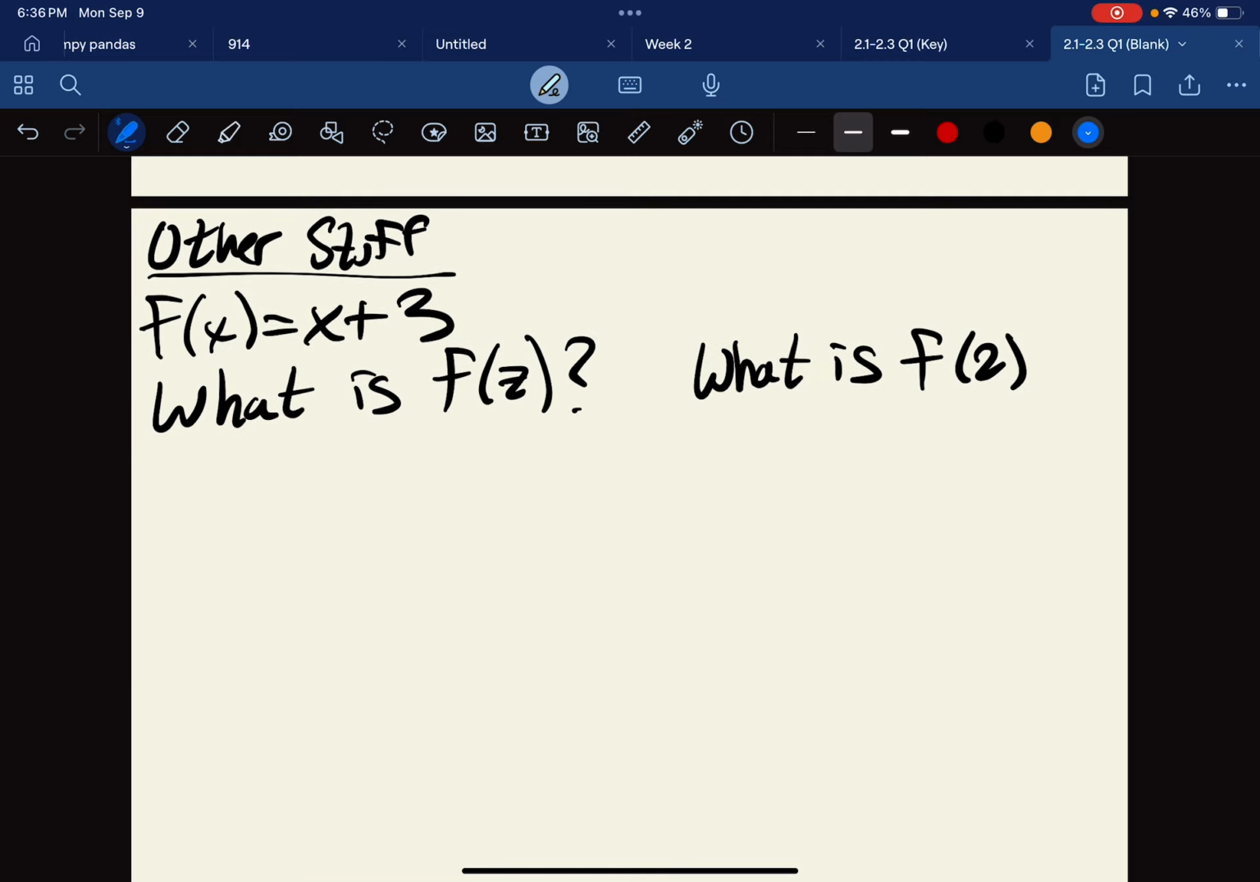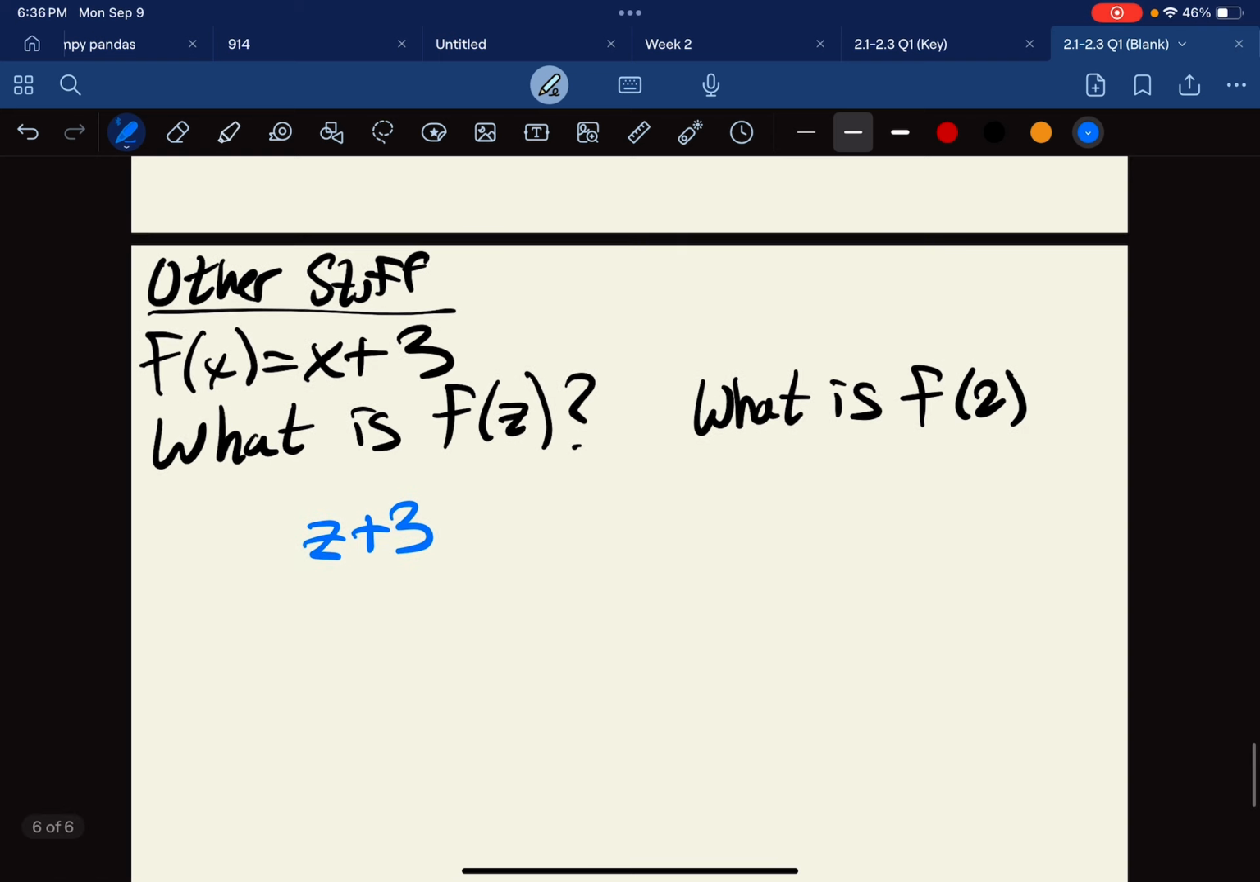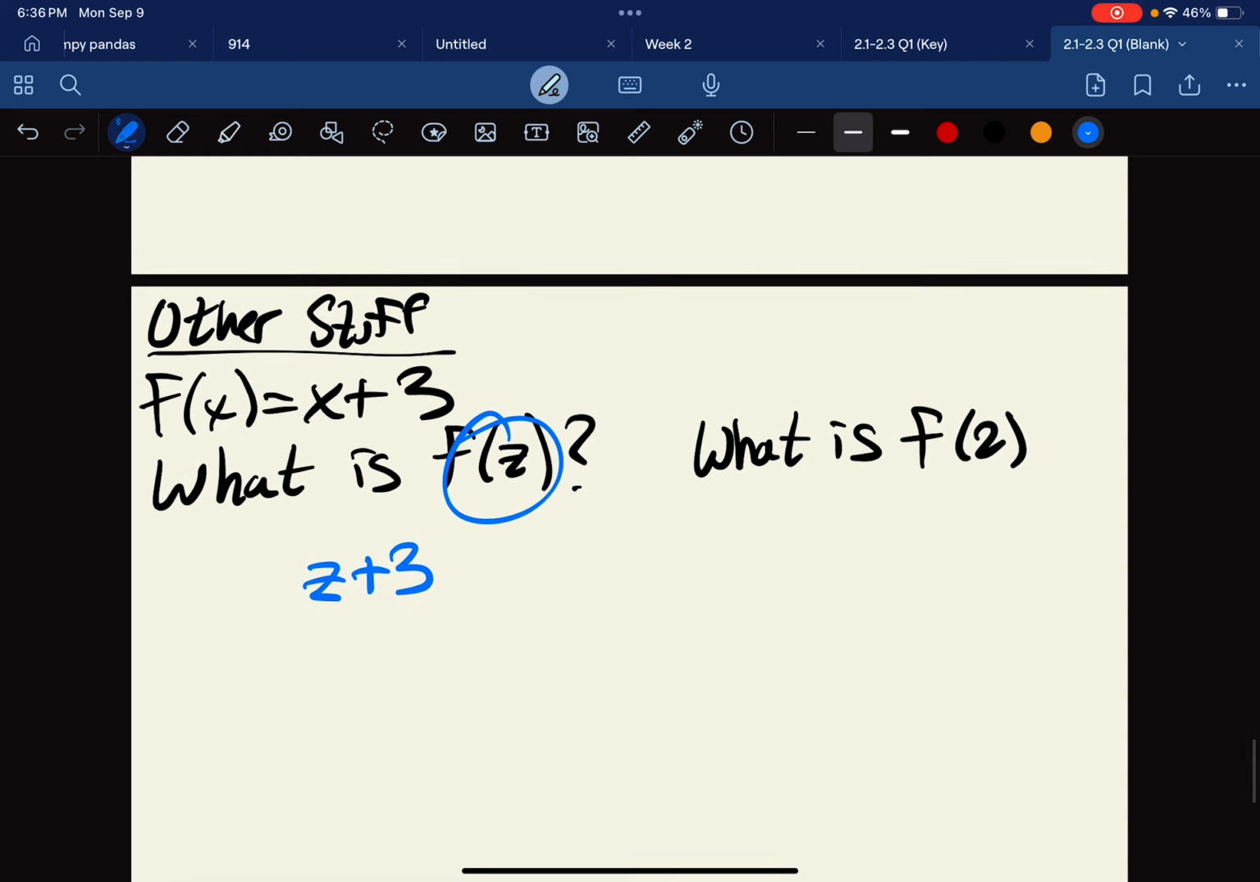Okay, other stuff. This is just silly stuff, but it's relevant. It might be a little prerequisite-y, you know what I mean? So f of z, everywhere you see an x in f of x, you plug a z in instead. F of 2, everywhere you see an x in f of x, you plug in a 2 instead. That simplifies to 5.